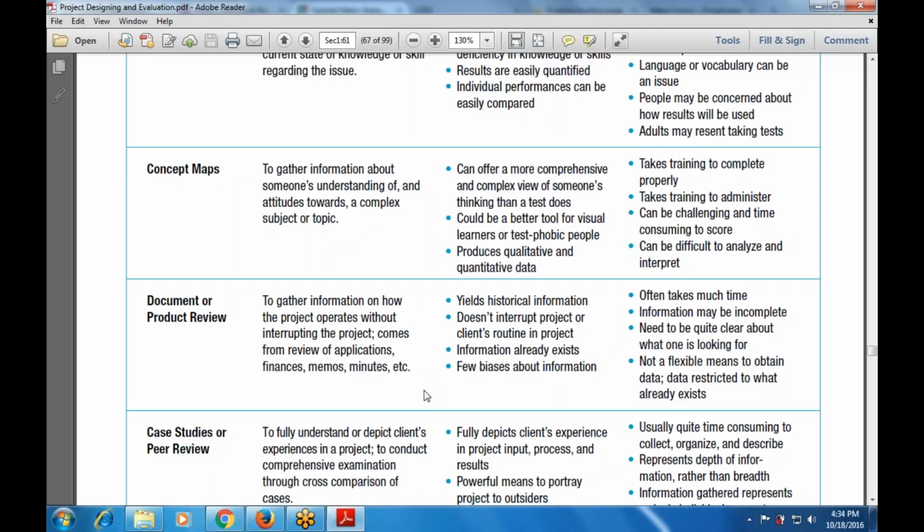So next is document or product review. What is a document or product review for gathering data? It gathers information on how the project operates without interrupting the project, and comes from the review of applications, finances, memos, minutes, etc. It is used with historical data. It can also yield historical information, and it does not interrupt the project or the client's routine in a project.